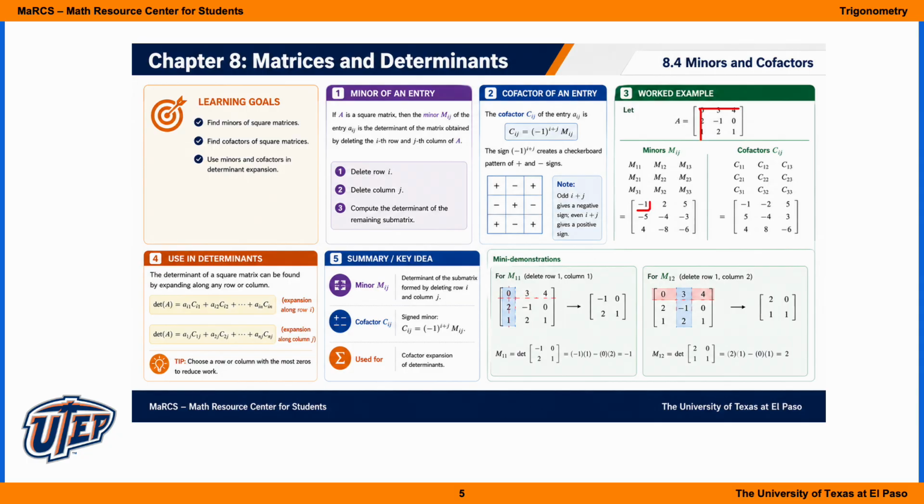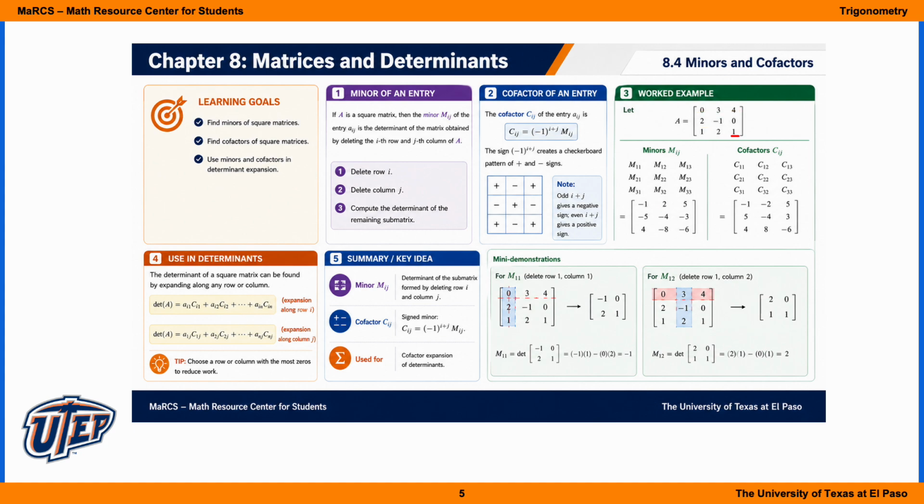and that's how we got this portion right here. Now for M12, we will delete row 1 and column 2, and now we can compute the determinant of the remaining submatrix. So 2 times 1 is equal to 2 minus 1 times 0, so that'll be 2, and that's how we got M12.